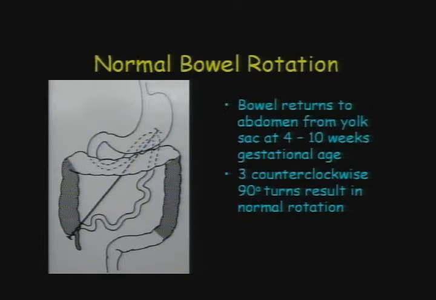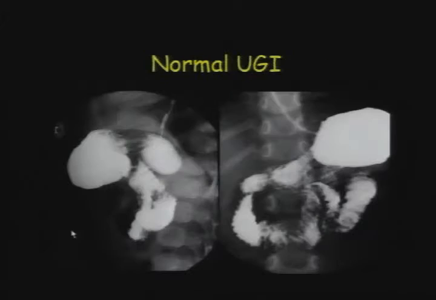Okay, the most important thing I'm going to tell you about in this talk is bowel rotation, malrotation, and midgut volvulus. This is a life-threatening problem for infants. As you remember, the bowel herniates out into the yolk sac at 4 to 10 weeks of gestation, and then it folds back in with 3 counterclockwise 90-degree turns. And what that does is it results in the duodenal-jejunal junction being in the left upper quadrant and the cecum in the right lower quadrant, so your mesentery is nice and long, and therefore it can't twist.